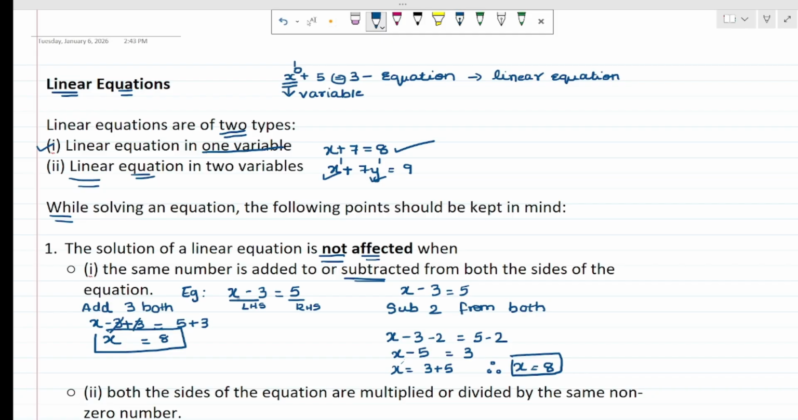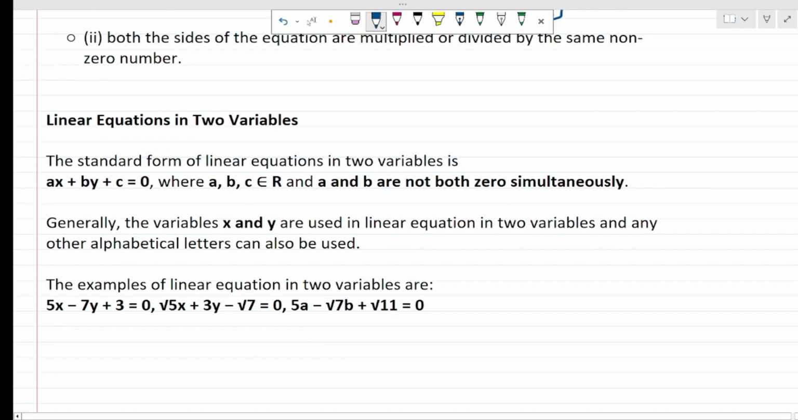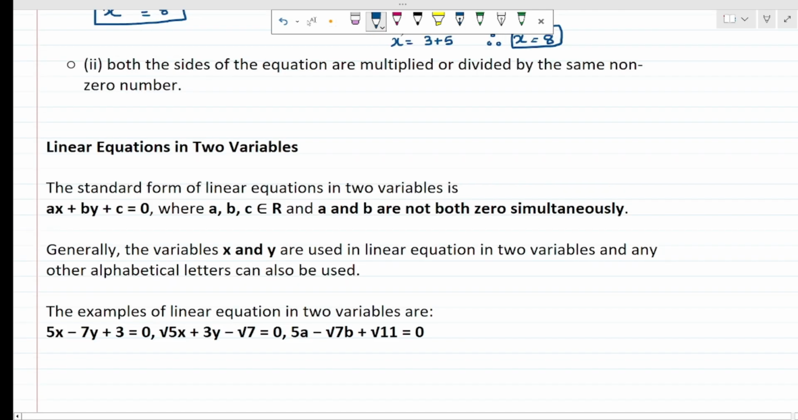We took an example. We had a condition that if something is added or subtracted from both the sides, your answer for the equation will be the same. So we did the same thing. We added 3 on both the sides. We got the value of x as 8. We subtracted 2 from both the sides. We got the value of x as 8. That means it is the same.